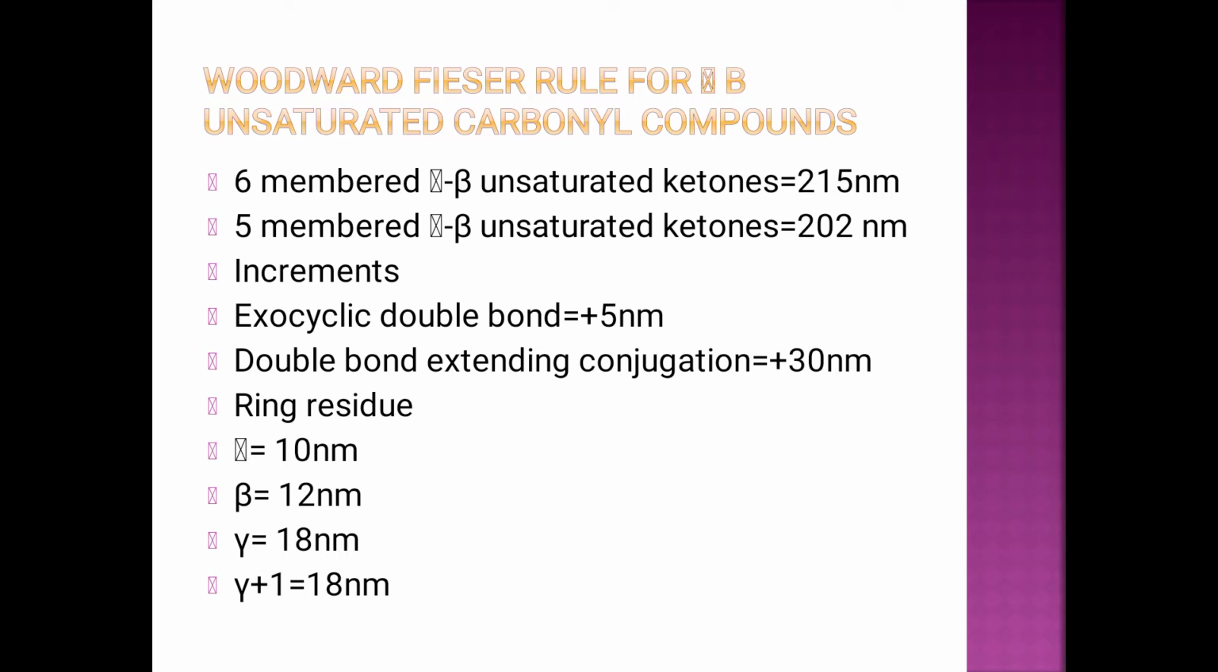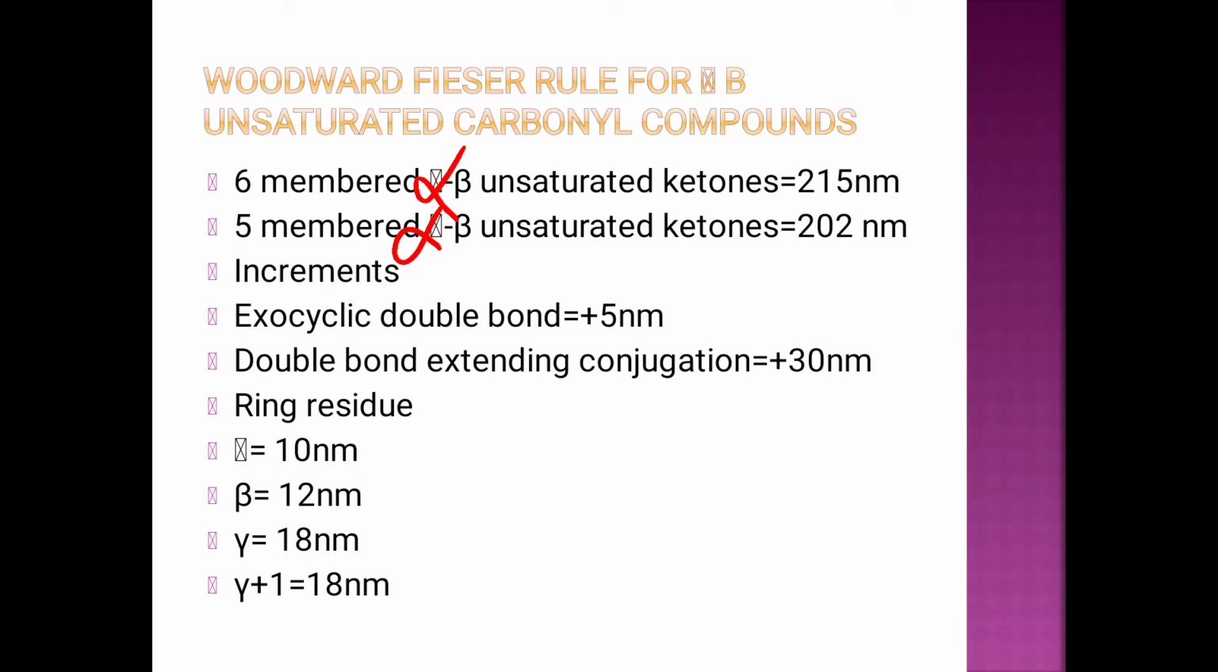Now that was for plain systems. Now in case you have an unsaturated carbonyl compound, there are a different set of values that you got to remember. First of all, for a 6-membered, here I think there is a font error, but this is the alpha. For 6-membered alpha beta unsaturated ketones, it is 215 nanometers. And for 5-membered alpha beta unsaturated ketones, it is 202 nanometers. Again, we have the increments here. For exocyclic double bond, you have plus 5 nanometers. Double bond extending conjugation, we have plus 30 nanometers.